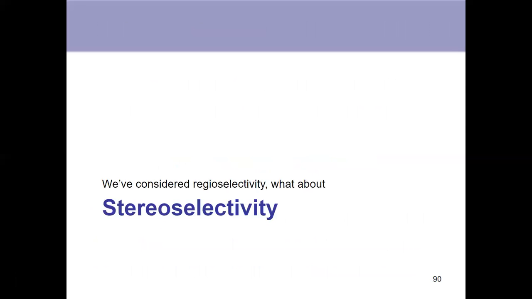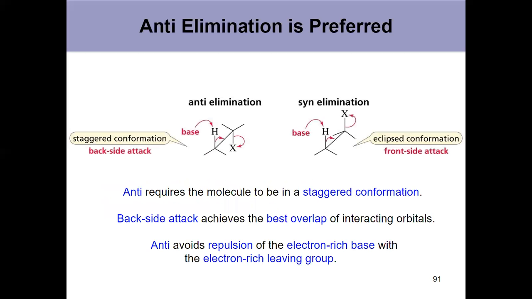So as I mentioned, we're going to talk about stereoselectivity too. We talked about the regiochemistry and Zaitsev's rule, which we'll always follow unless we've got fluoride as a leaving group or we've got delocalized electrons. But what about the stereochemistry?